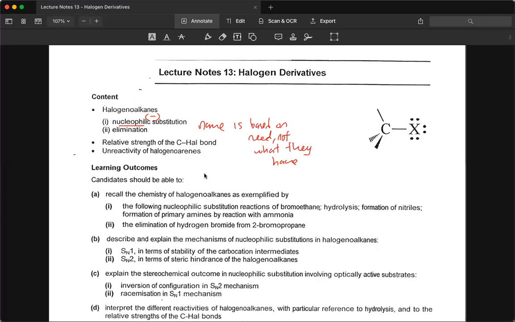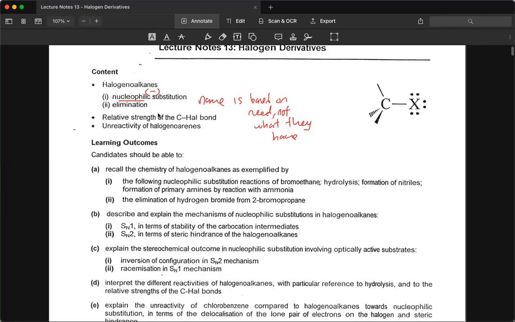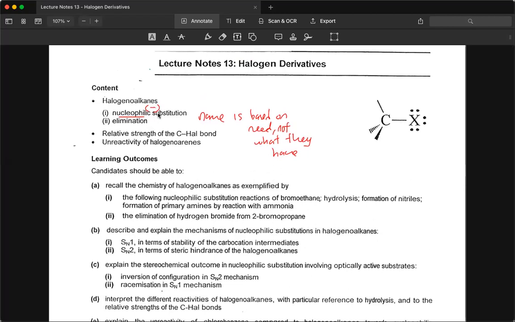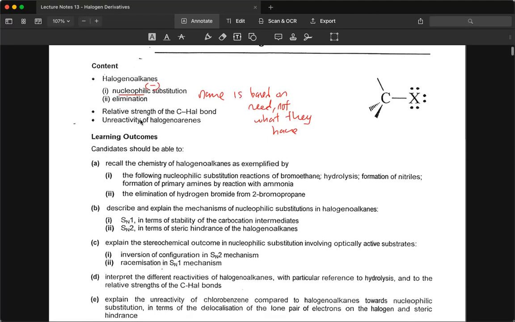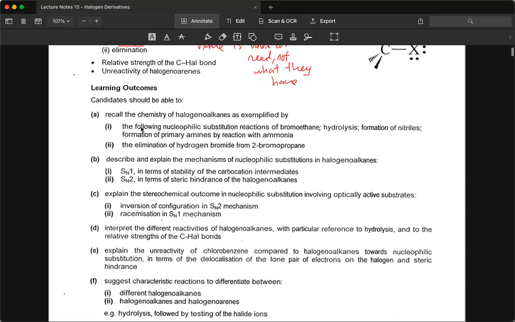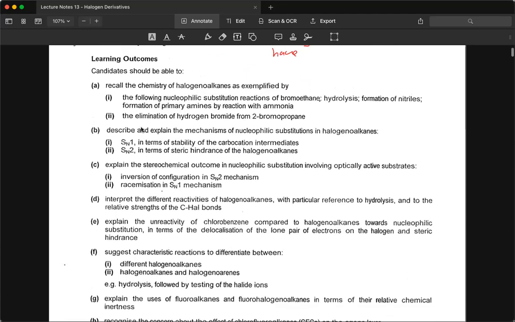It is under A-level chemistry, organic chemistry. So this is the content of today's lesson. We will talk about haloalkanes, their properties, both physical and chemical. In terms of chemical reactions, haloalkanes undergo nucleophilic substitution as well as elimination. We will also talk about the relative strength of the carbon to halogen bond and discuss the unreactivity of haloarenes. So these are the learning outcomes under the A-level syllabus.